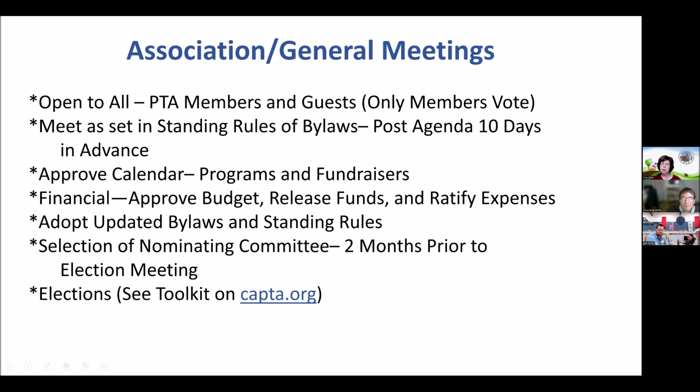So sometimes the board has to plan ahead of time, because your association meetings are not monthly. You do have to plan ahead to have them release the funds for activities that are listed in the budget. And they ratify expenses. They adopt updated bylaws and standing rules. They vote on the nominating committee members 2 months prior to an election. And the election is held at an association or general meeting.